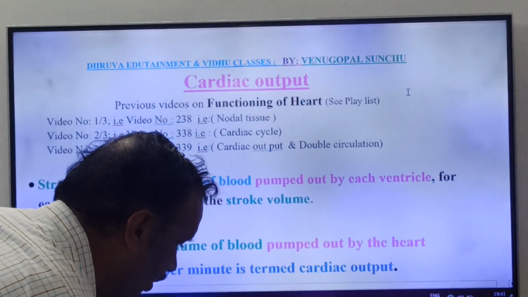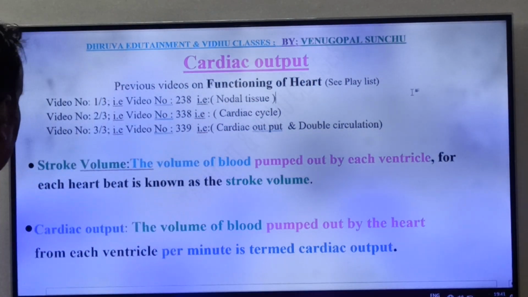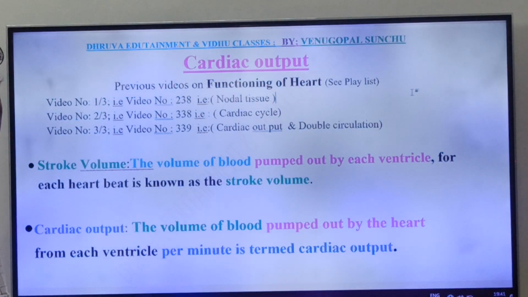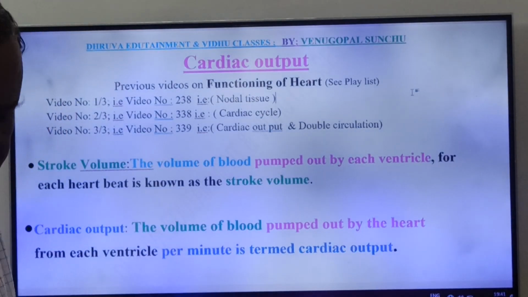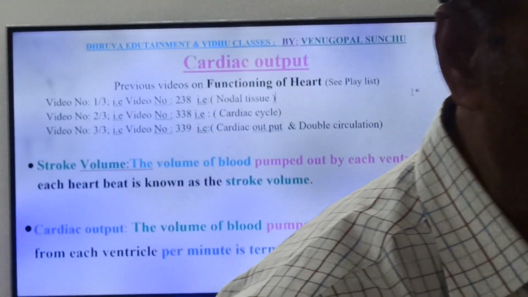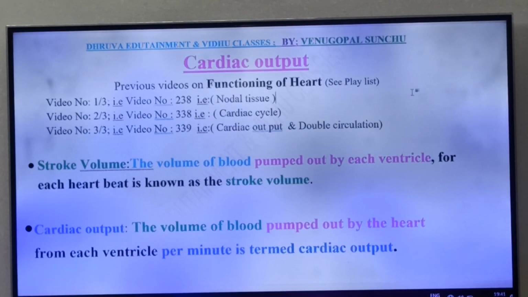Friends, what is cardiac output? Cardiac output means the volume of blood pumped out by the heart from each ventricle per minute is termed as cardiac output. That is the second definition. The volume of blood pumped out by heart from each ventricle per minute is termed as cardiac output.